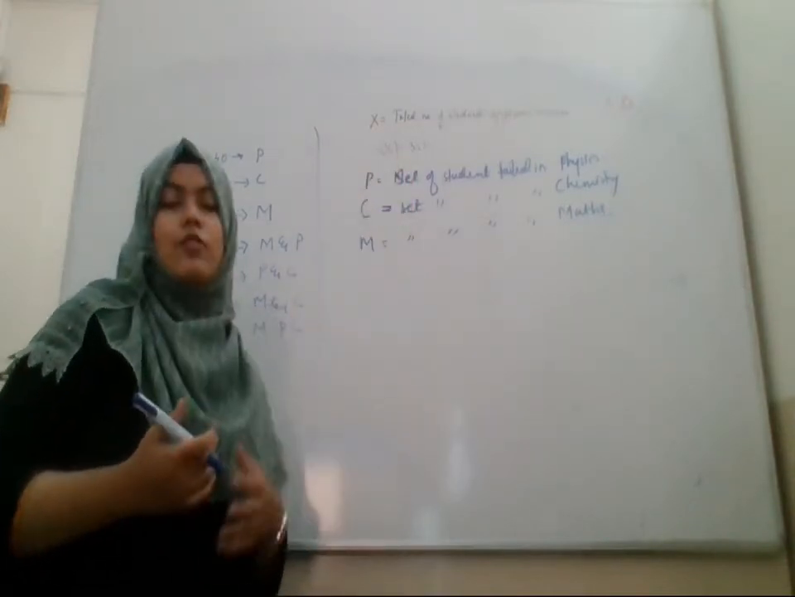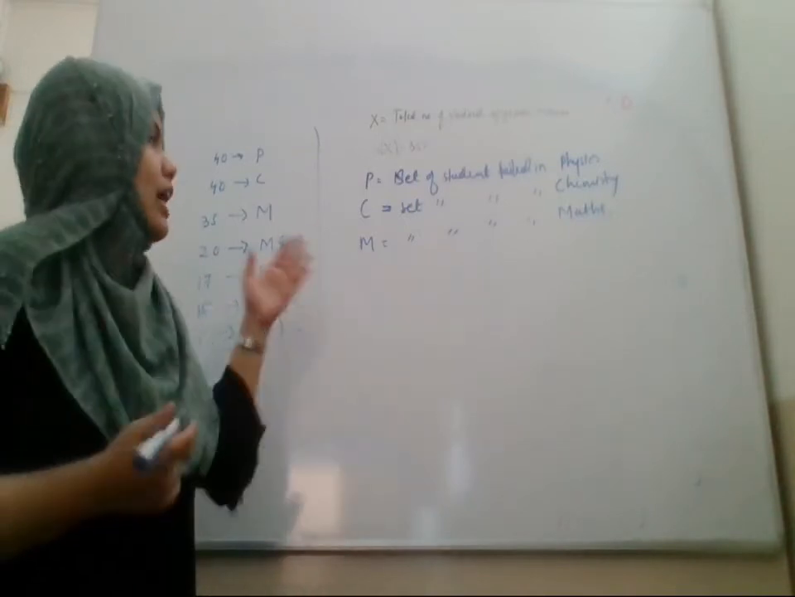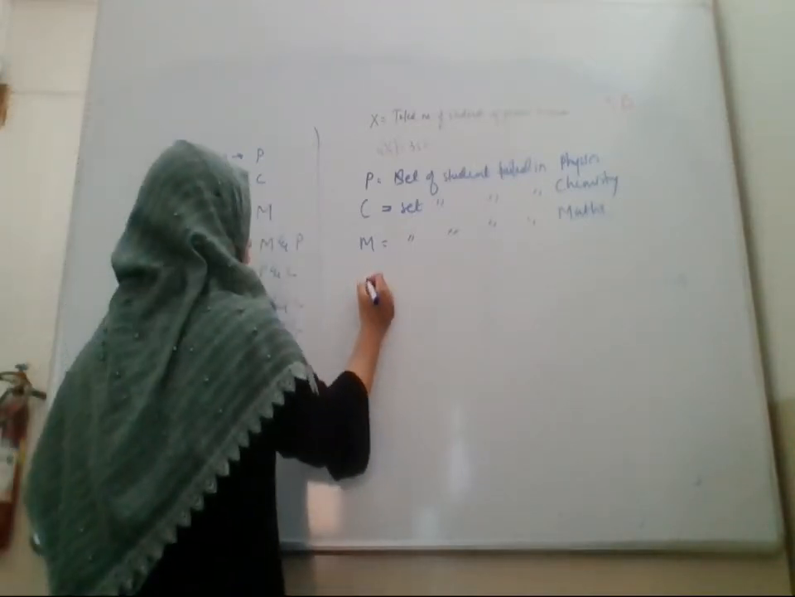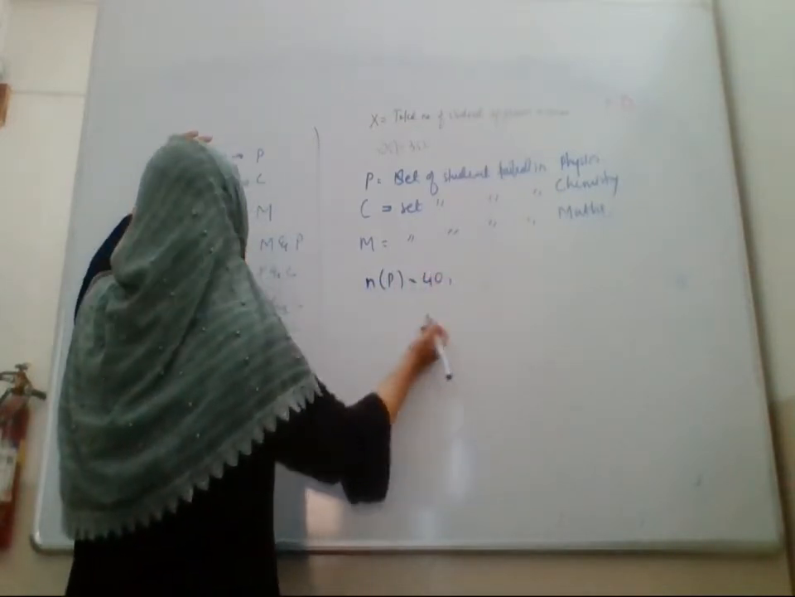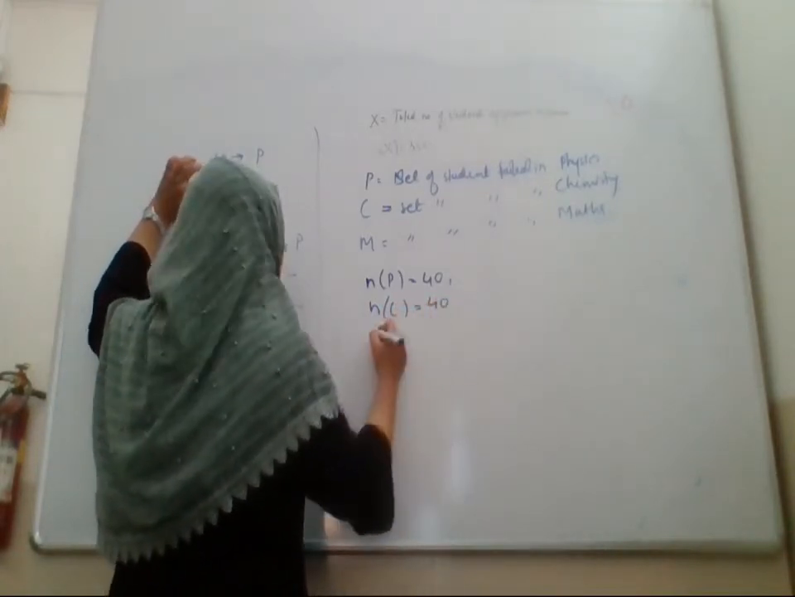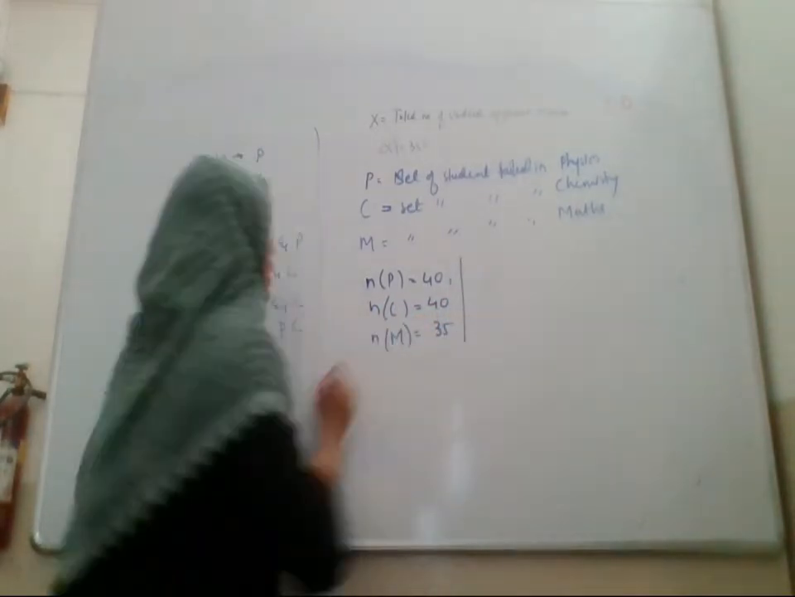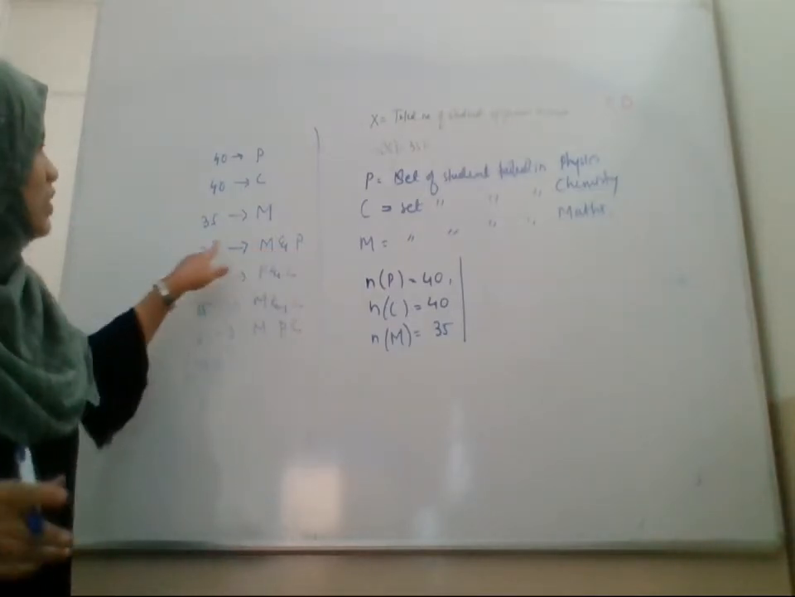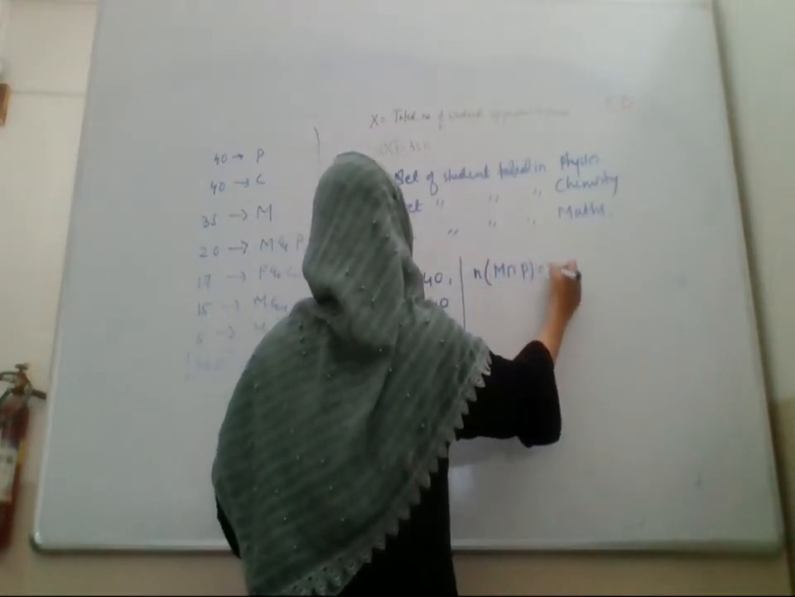So P is the set of students failed in physics, C is the set of students failed in chemistry, and M is the set of students failed in mathematics. Okay? So clearly cardinality of P कितना given है? P में कितने students fail हो गए? 40. What is cardinality of C? It is 40, and cardinality of M is मैथ्स में 35 स्टूडेंट्स फेल हो गए. अब मैथ्स में और फिजिक्स में दोनों का इंटरसेक्शन में 20 स्टूडेंट्स. So M intersection P is 20.